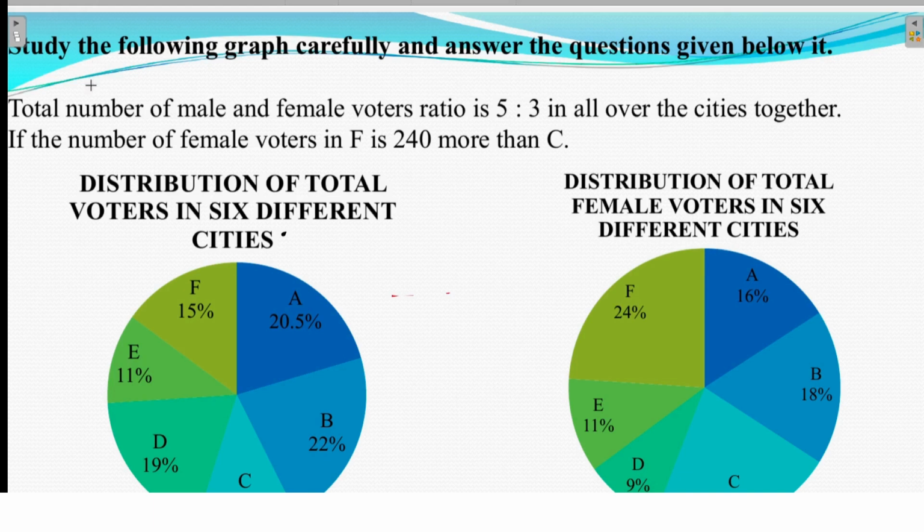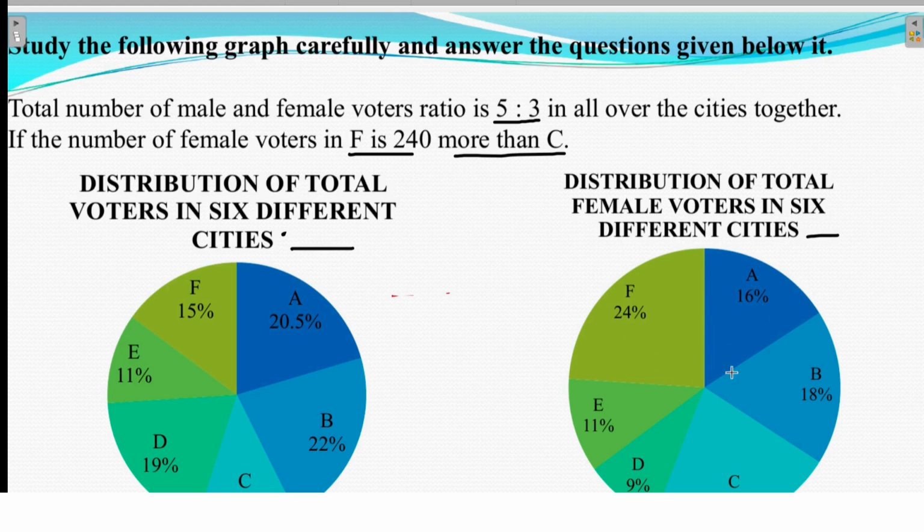If you see here, the total number of male and female voters ratio I know is 5:3, in all the cities together. If the number of female voters in city F is 240 more than C, but I don't know the total voters, even I don't know total female voters. But I know one clue from this: number of female voters in F is 240 more than C.